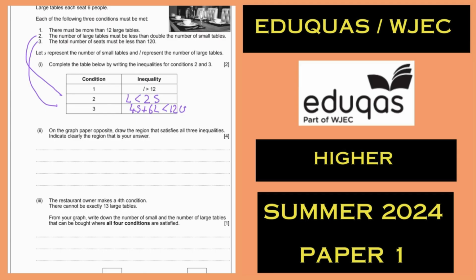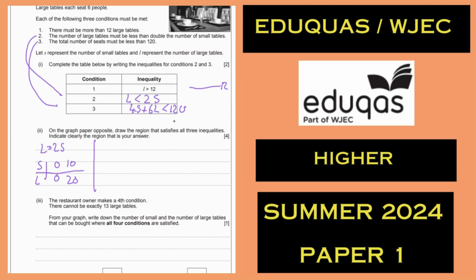How did I do it? Well, condition 1, that's easy. You've just got to plot L equals 12. That'll just be a horizontal dotted line going through 12. To plot L is less than 2s, you need to plot L equals 2s. So when you do a table of values, just treat it like x and y's. It's going to go through 0, 0. And when s is 10 or 5 or whatever, you just double it for your large.